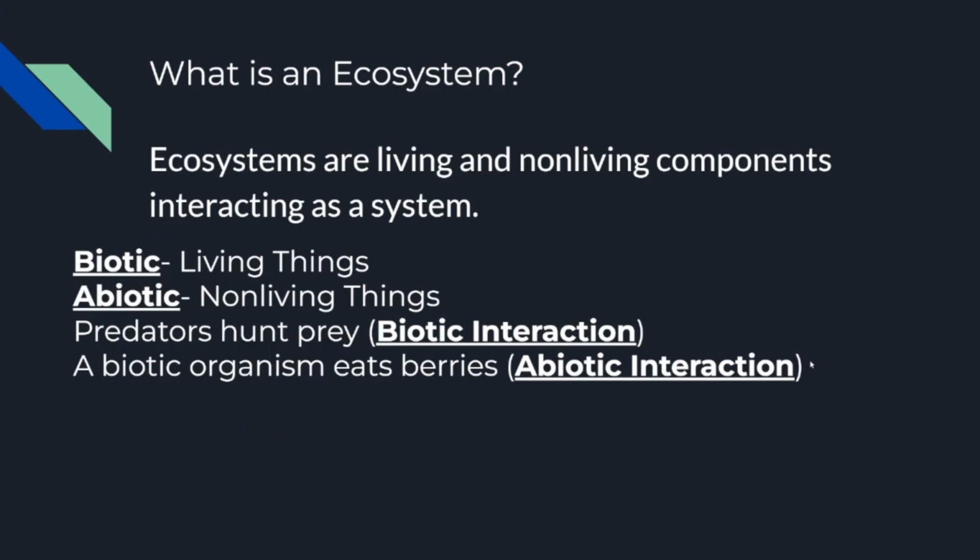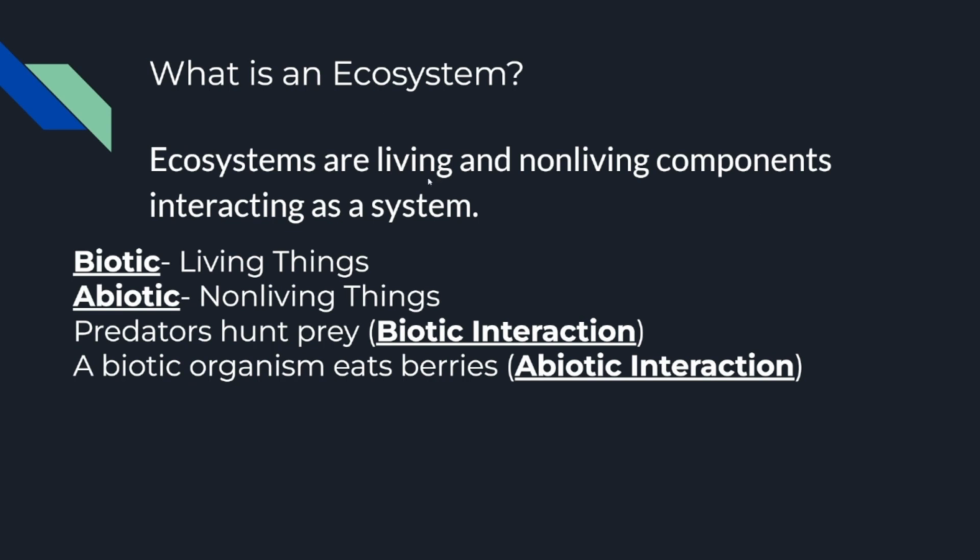So, the first term you need to know is ecosystem. Ecosystems are living and non-living components interacting as a system. Think of your backyard as an ecosystem, because living and non-living things are interacting. Insects are interacting with the ground. They're interacting with other stuff as well.